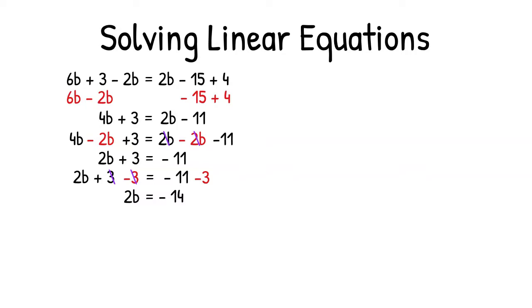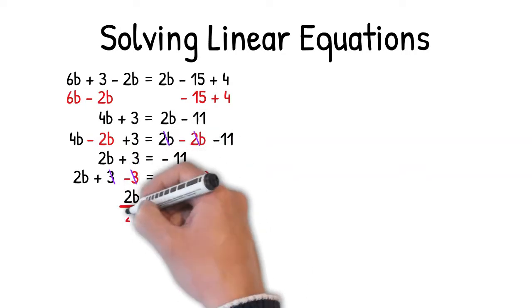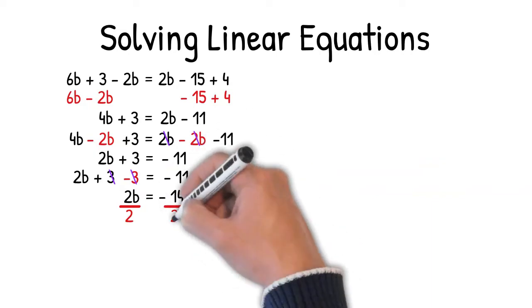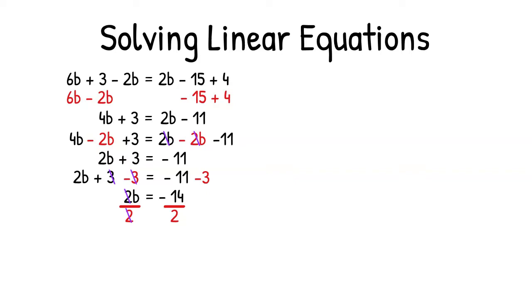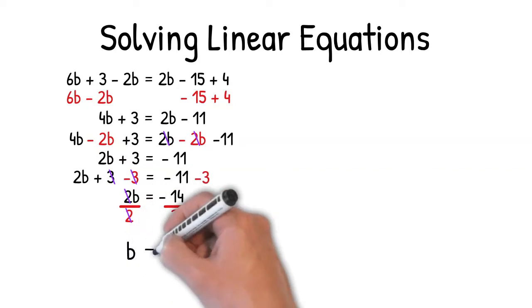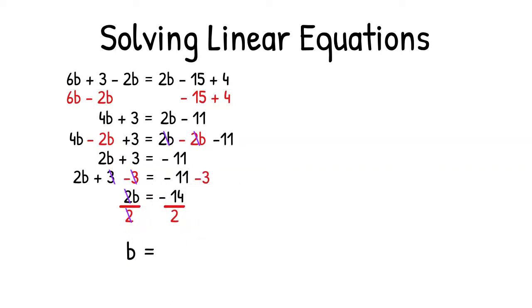Step 3, isolate. To isolate the variable b, divide by 2 both sides. 2 divided by 2 is 1. They factor out. And 1 times b is just b. Negative 14 divided by 2, negative divided by a positive is negative. 14 divided by 2 is 7, negative 7. b is equal to negative 7. Negative 7 is the solution to the equation. Step number 3 is done.